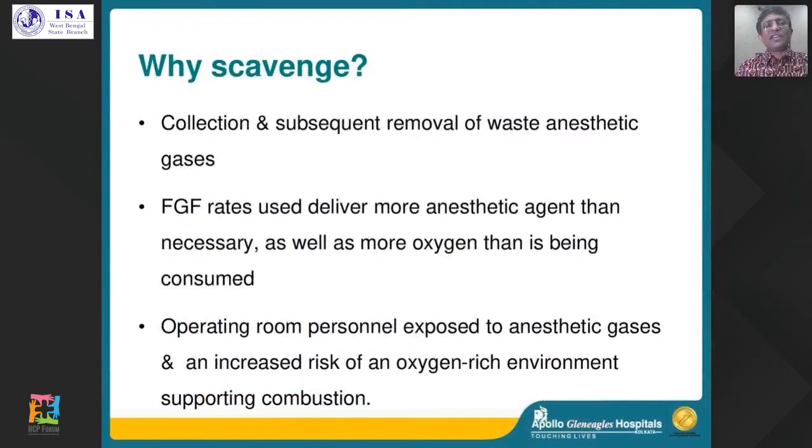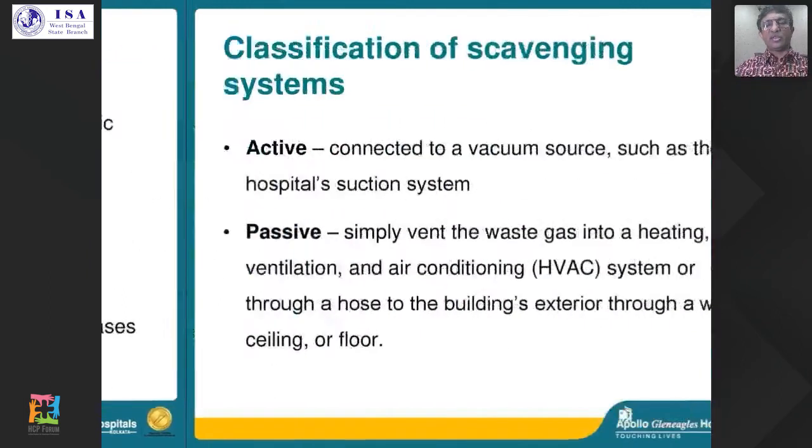Why scavenge? Because it's to collect and subsequently remove the waste anesthetic gases. You always would give a fresh gas flow of oxygen at a higher rate than the oxygen consumption by the patient, as well as anesthetic agents which are not taken up or metabolized, and the operating room can have higher amounts of this. Not only are the anesthetic gases bad for you, but a very high oxygen-rich atmosphere may not be ideal whenever you're using very high energy sources of diathermy.